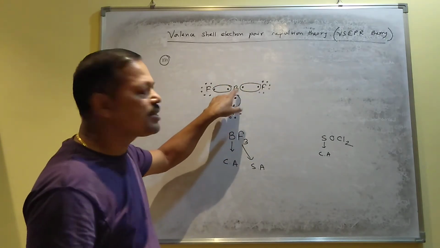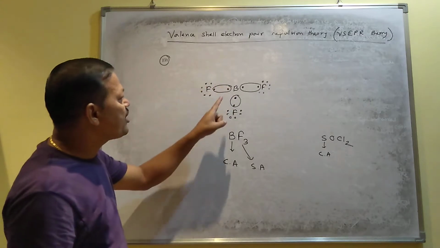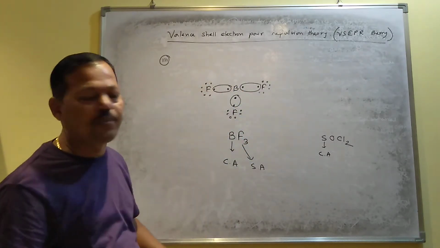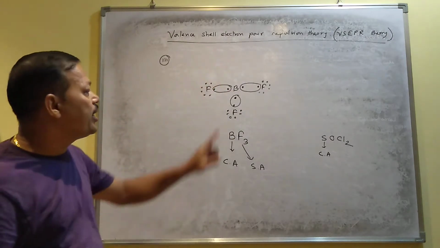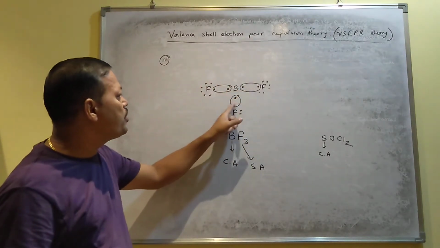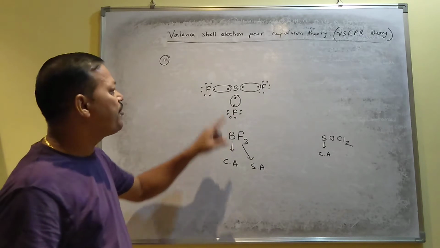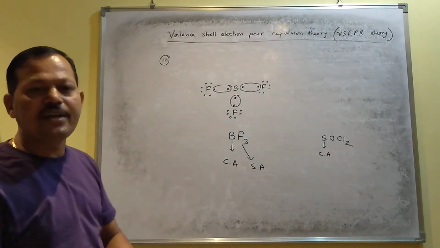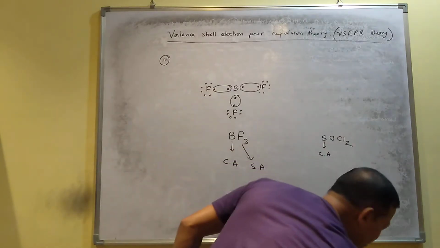Mainly you have to see the central atom. So the central atom contains how many bond pairs? 3 bond pair electrons. There is no lone pair. So this type of molecule, in which the central atom is linked with similar atoms, and if the central atom does not contain any lone pair, then you will get the regular shape or symmetrical shape.